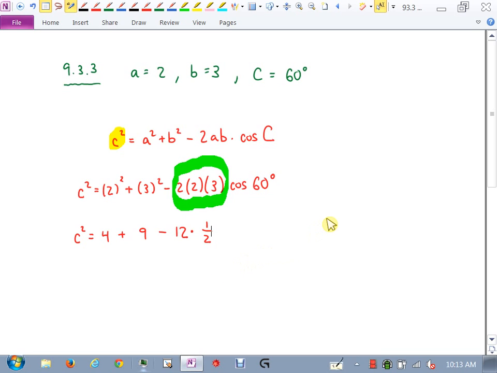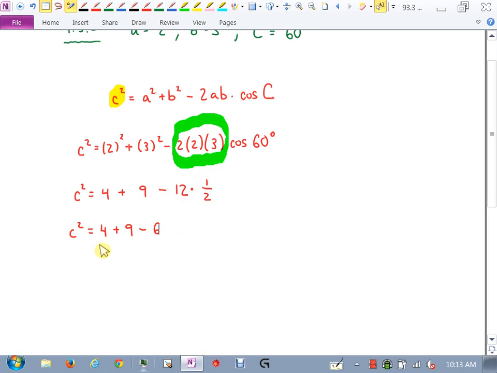Everyone good with this? So I'm going to put together the 12 times 1/2 first to give me 6, right? I'm not going to do 9 minus 12. So I have 4 plus 9 minus 6 is c squared. I do addition, subtraction, left to right. So 4 plus 9 is 13. Take away 6. What do I got? 7. C squared is 7.